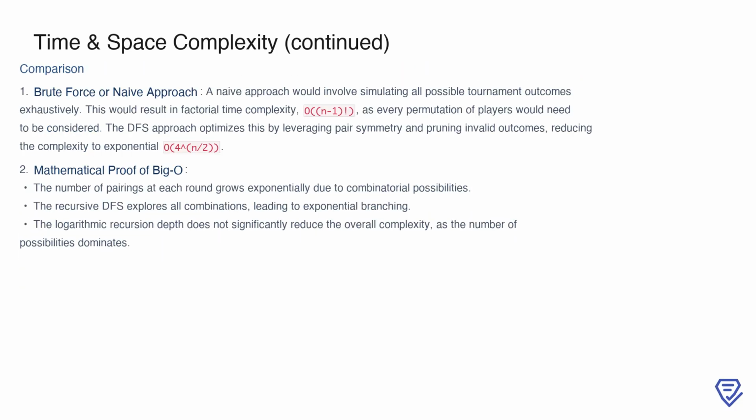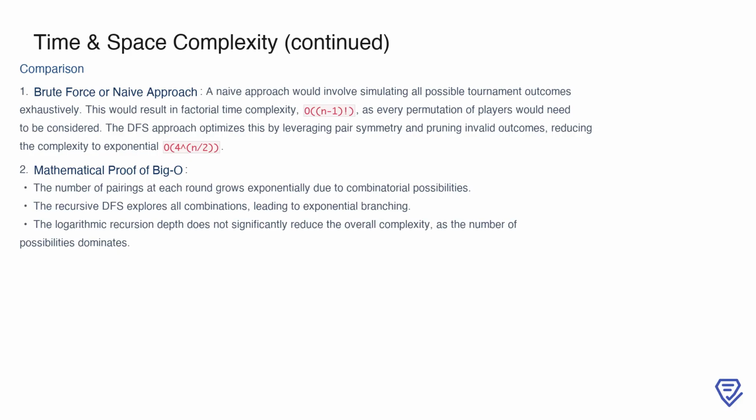Now, let's compare this DFS approach to a brute force or naive solution. A naive method would simulate all possible tournament outcomes exhaustively, which results in factorial time complexity, O(n!), as it would consider every possible permutation of players. The DFS method, on the other hand, optimizes this process by taking advantage of pair symmetry and pruning invalid outcomes. These optimizations reduce the complexity to an exponential O(c^(n/2)).